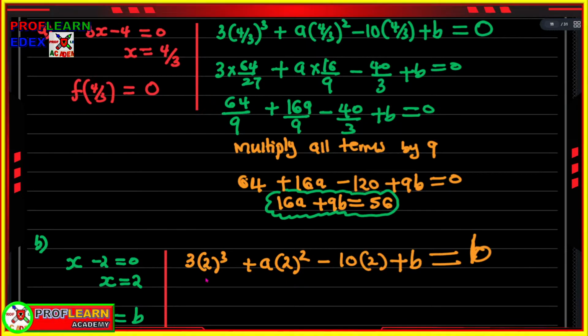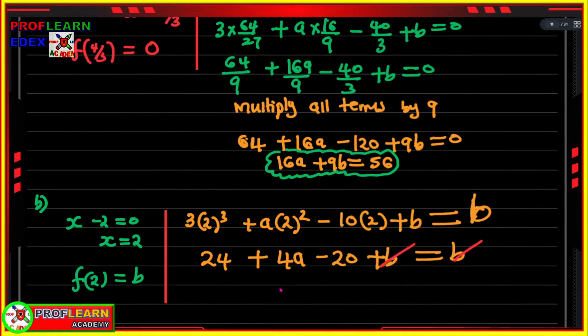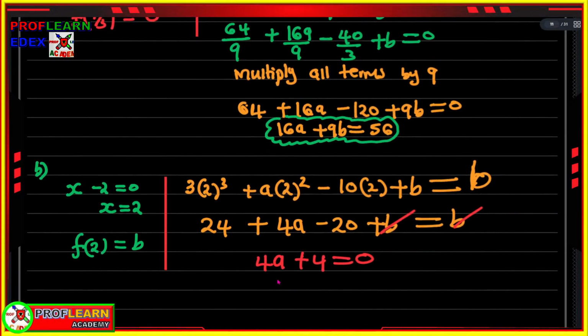Now this is going to be 8 times 3, which is 24, plus 4a minus 20 plus b is equal to b. So at this point you can see that this b and this b will cancel out, and then we shall have 4a plus 4 is equal to 0, which means a is going to be equal to -1.